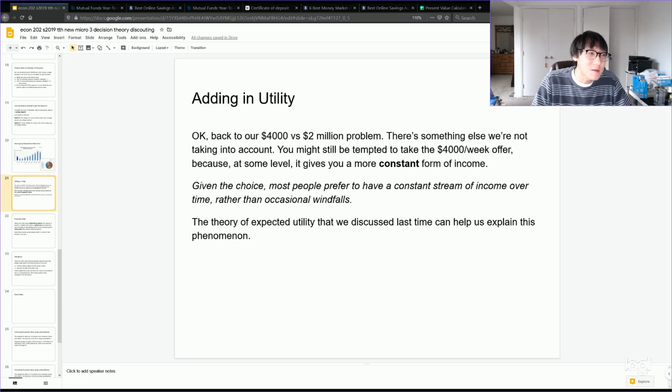I suspect that many of you would still be tempted to take the $4,000 per week offer because at some level it gives you a more constant source of income over time. And given the choice, most people prefer to have a constant stream of income over time rather than occasional huge lump sums. The theory of expected utility that we discussed last time can actually help us to understand this phenomenon.